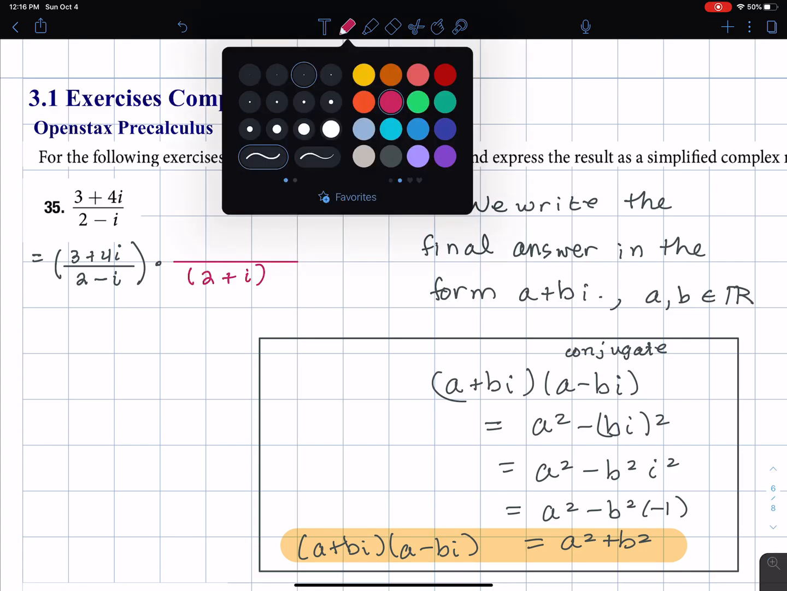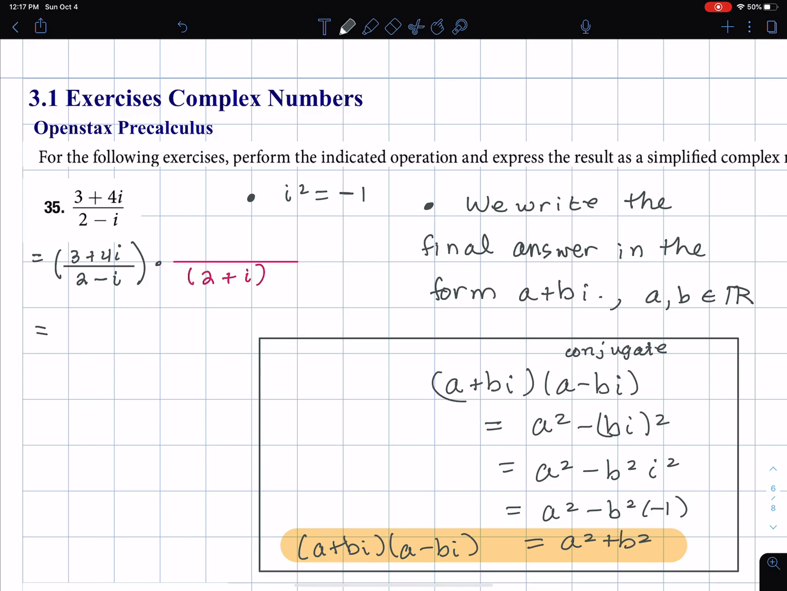Using this formula, the denominator will simplify pretty easily to 2 squared plus (-1) squared, or just 2 squared plus 1 squared, because you have a complex number multiplied by its conjugate. See, just right here, it says a plus bi times a minus bi is a squared plus b squared. So 2 plus i times 2 minus i is 2 squared plus 1 squared.